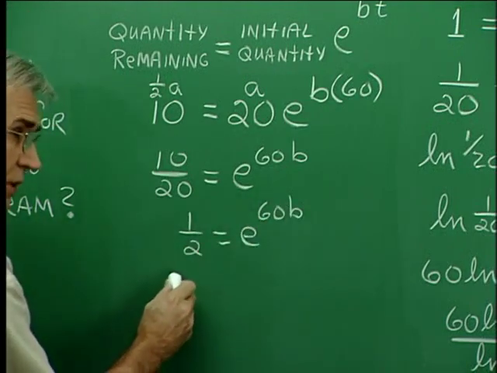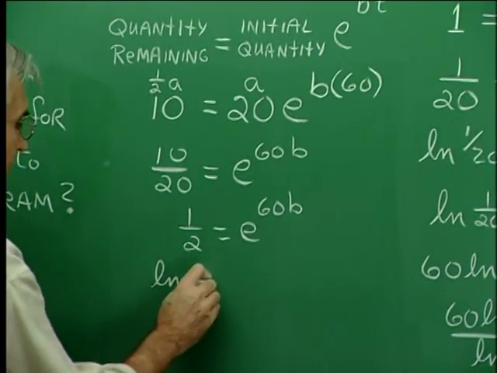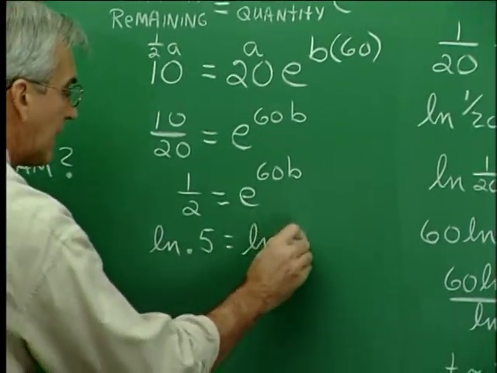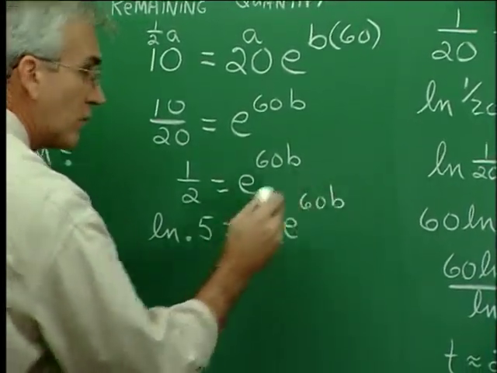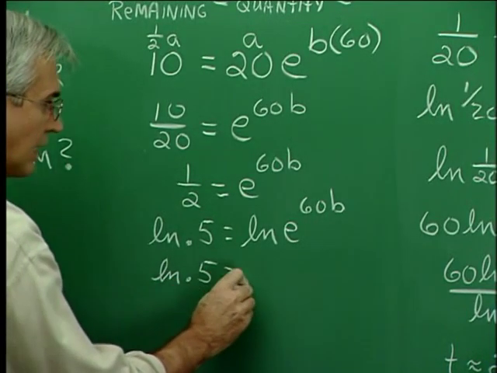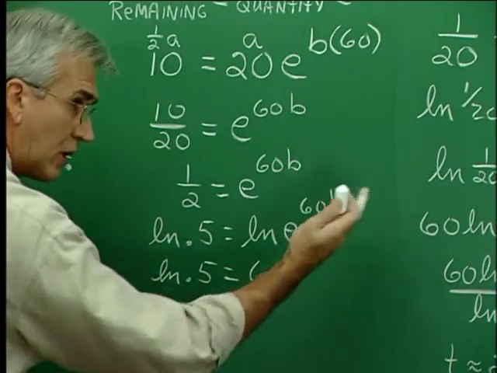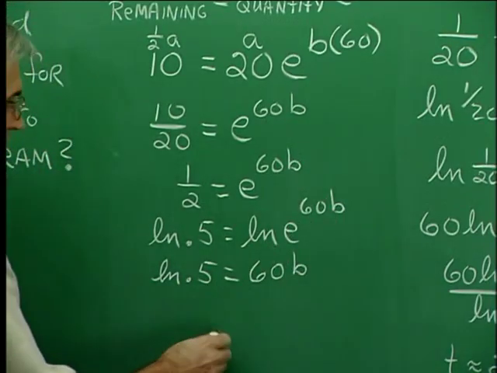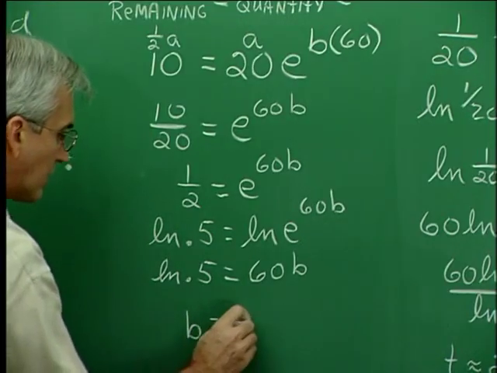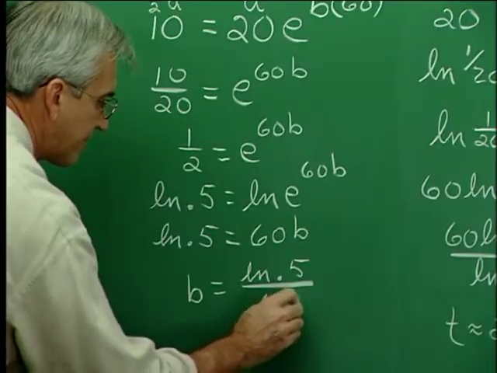We would go into the exponential world by using logarithms. We would say ln 1/2, well, I'll use 0.5, equals ln e to the 60b. We're solving for b now. ln 0.5 then is 60b times ln e, which goes out. Dividing on both sides by 60, we find b to be ln 0.5 over 60.